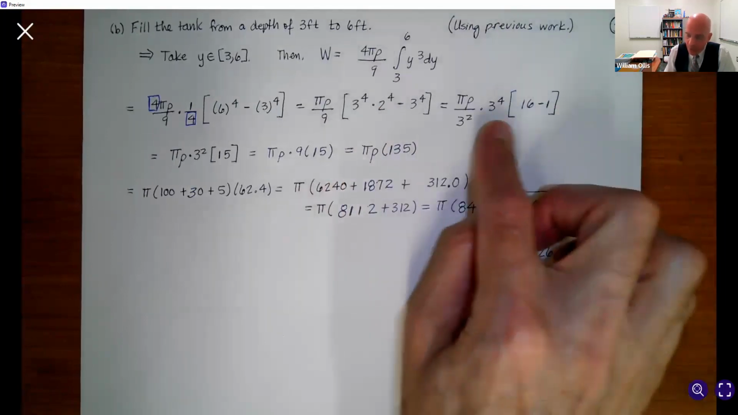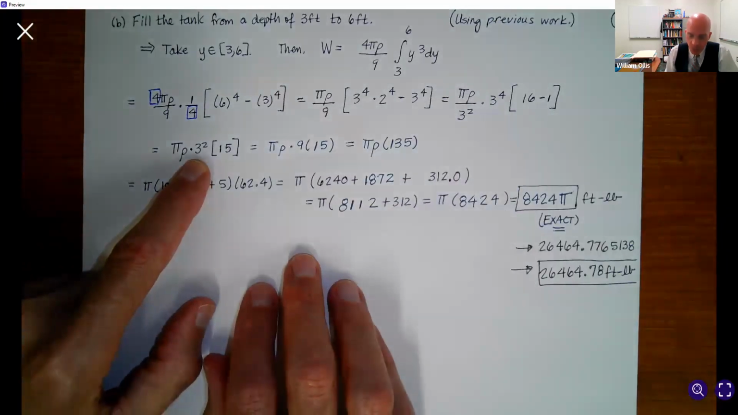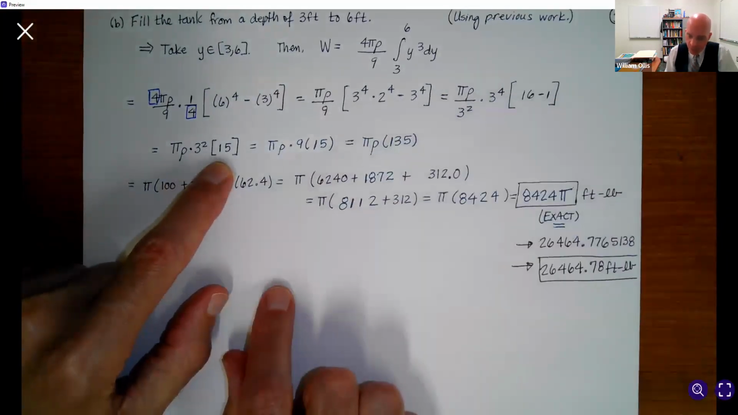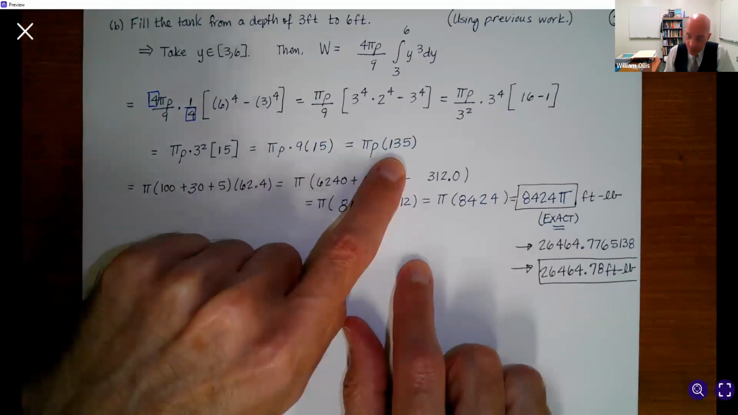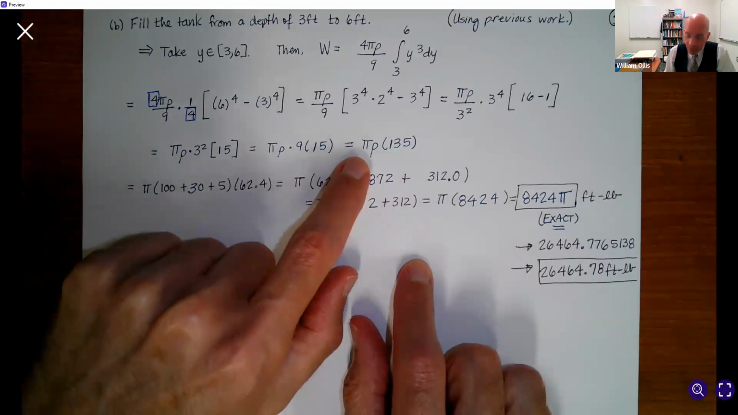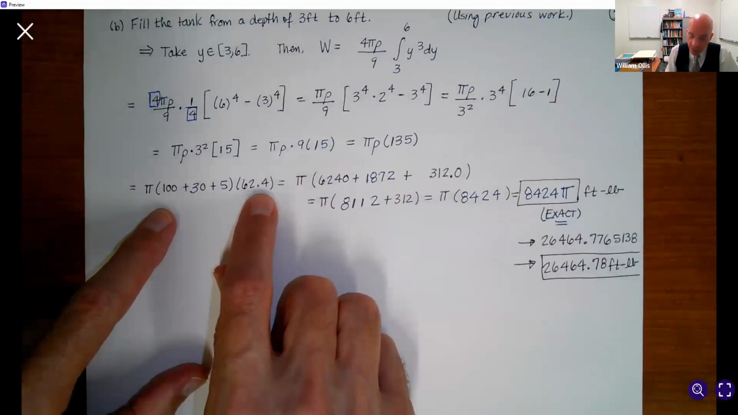Well, that's simple. Now, of course, the 3 squared absorbs into the 3 to the 4th to give you 3 squared. And then, of course, 16 minus 1 is 15. So we have 9 times 15. 9 times 15 is 135. So you have pi rho 135. And then, of course, now you do your 62.4.